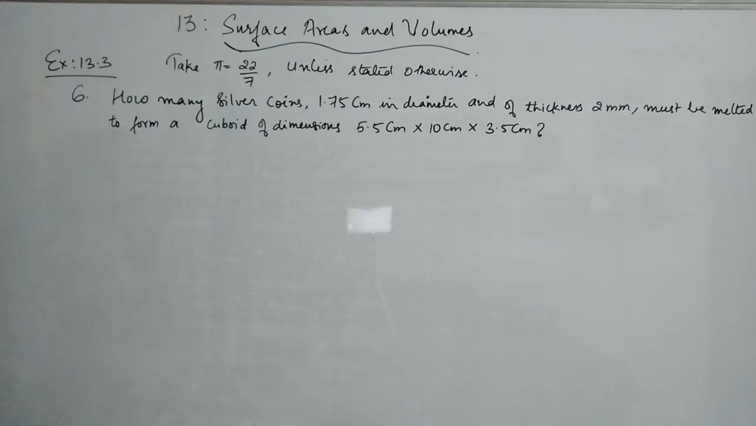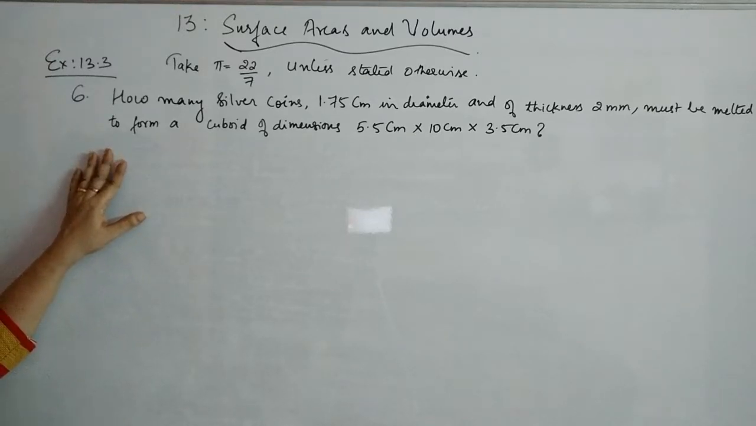Question number 6 is, how many silver coins 1.75 centimeter in diameter and of thickness 2 mm must be melted to form a cuboid of dimensions 5.5 centimeter by 10 centimeter by 3.5 centimeters. So you have to find out how many silver coins you can make out of this cuboid.